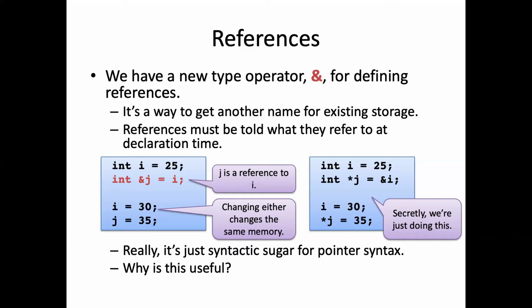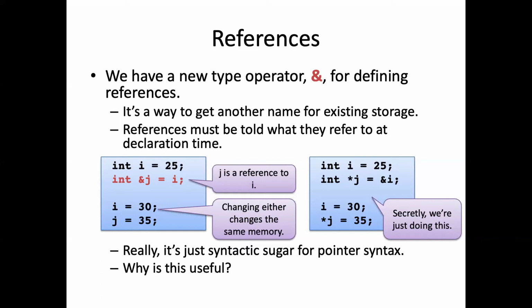All right, on the left, I was trying to make the point that references are like creating aliases for values. j is just another way of getting to the variable i. So if I set i to 30, well, now i is 30. If I assign j to 35, well, j is just another way of getting to i, so that sets i to 35, via, you could think of it as another name for i.